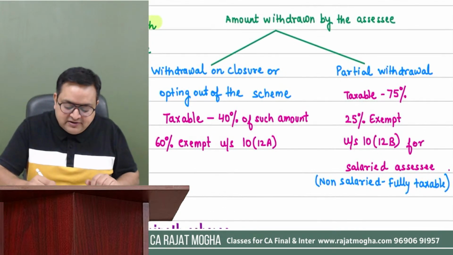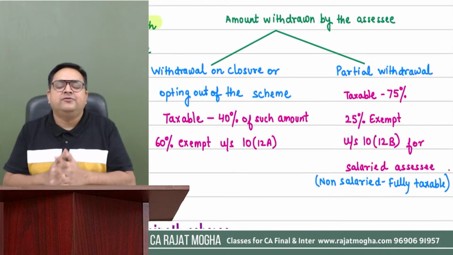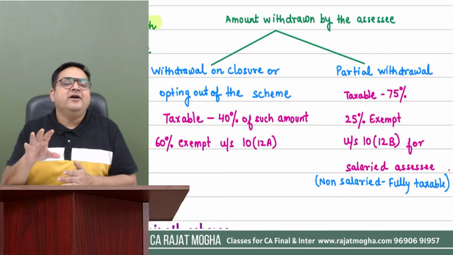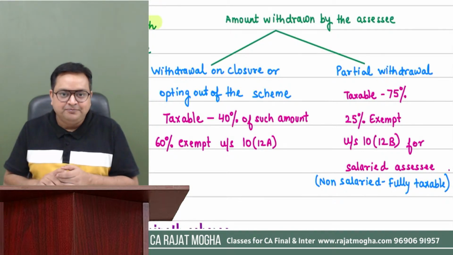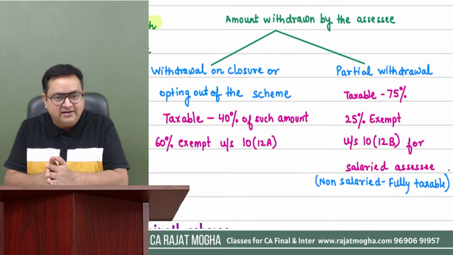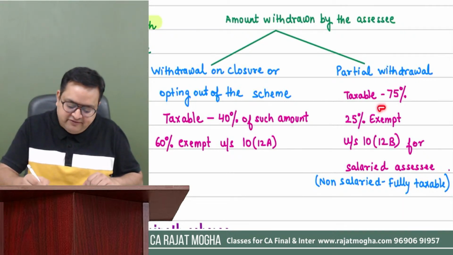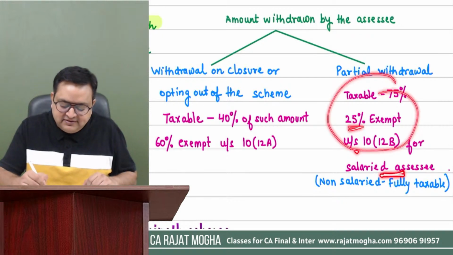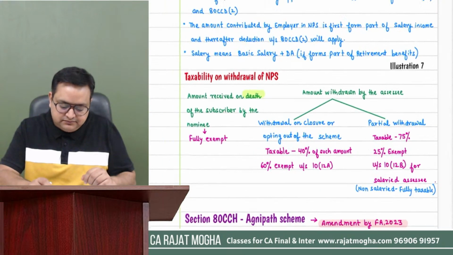But in case of partial withdrawal, they are not closing the account. They are just withdrawing some part from NPS. Then whatever the amount they withdraw, 75% will be taxable, 25% will be exempt. But if this person is a non-salaried assessee, the entire amount will be taxable. This 75% and 25% is only for a salaried assessee. And if they are non-salaried, then whatever the partial withdrawal they are making, the entire amount will be taxable.